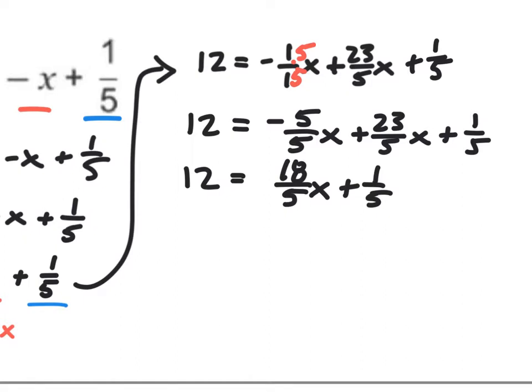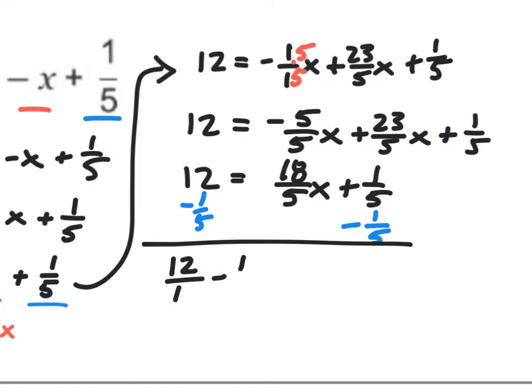Now what I want to do here is move my other number, my 1/5, to the other side. So I'm going to subtract 1/5 from both sides, minus 1/5. All right, so as a result, we end up getting 12/1 minus 1/5, and this is equal to 18/5 x.